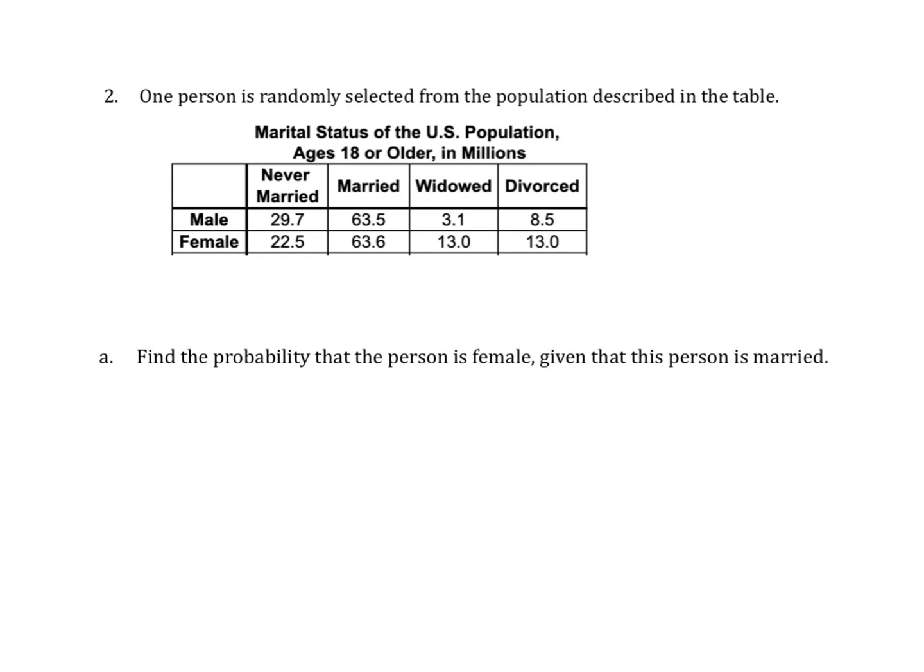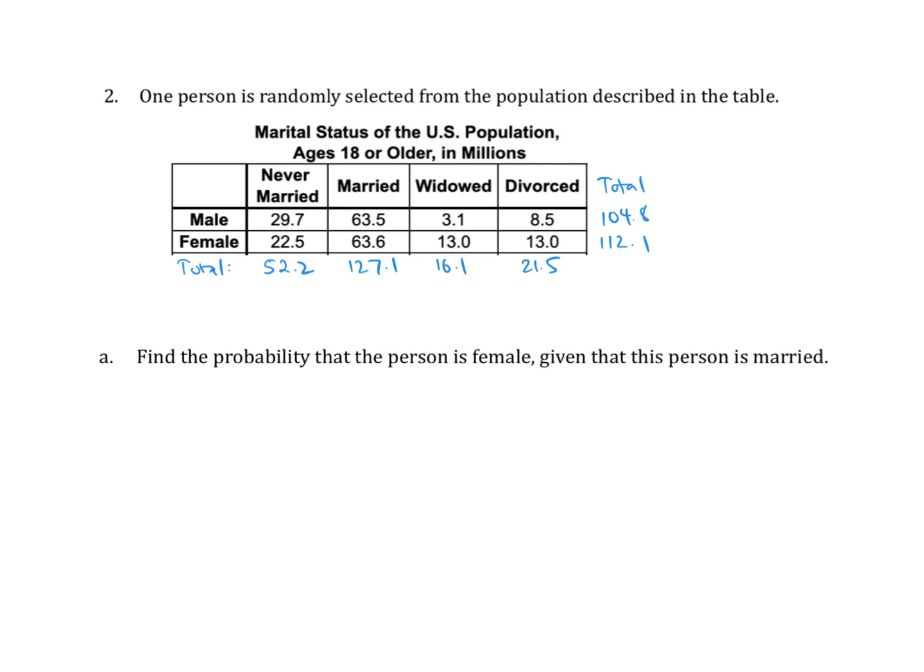29.7 plus 22.5 is 52.2. This is going to be my total. Adding up the married people, we get 127.1. The widowed people add up to 16.1 million, and divorced adds up to 21.5 million. And then I'm also going to total up my rows. So I'm going to total up the males, and adding that row, I get 104.8 million males, and adding up all the females, I would get 112.1.